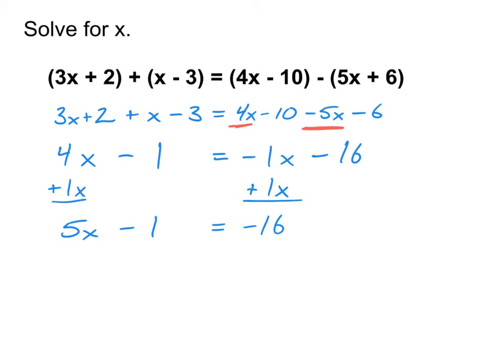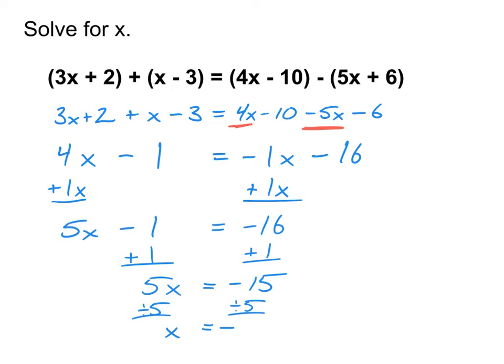Okay, last step. Actually, no, it's not the last step. Second to last step. I need to get the numbers to the same side, so I'm going to add 1 to both sides in order to move it from left to right. So that gives me 5x equals negative 15. And now onto the last step, because I need to get rid of that 5. So I'm going to divide both sides by 5. And so x equals negative 15 divided by 5. Well, a negative divided by a positive is a negative, and 15 divided by 5 is 3. So x equals negative 3 here. And then that one is done.